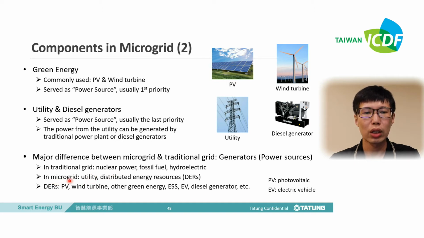besides the utility, the power in the microgrid can also come from distributed energy resources, DER. So DER includes the PV, the wind turbine, or other green energy, and ESS, energy storage system, or electric vehicles, or diesel generators. These are all distributed energy resources.